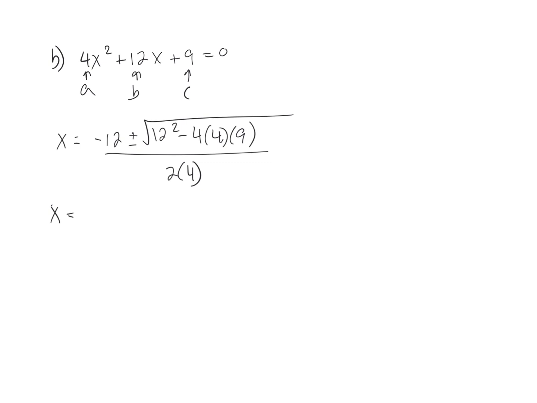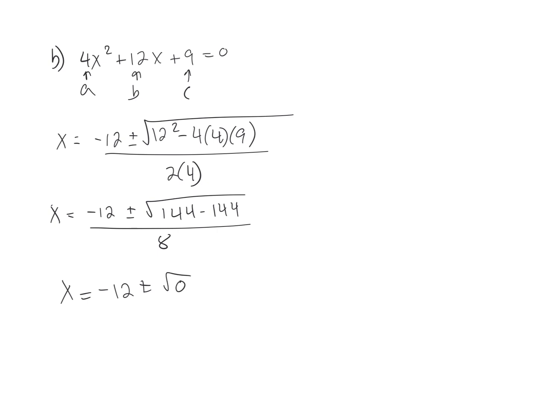So we have x is equal to negative 12 plus or minus the square root of 12 squared, which is 144, minus 4 times 9, which is 144, so we have 144 minus 144, over 8. This is going to simplify to x is equal to negative 12 plus or minus root 0, over 8. Now, the root of 0 is just 0, so we get x is equal to negative 12 over 8. If we add or subtract 0 from this, it's not going to matter. So x is equal to negative 12 over 8, which you can simplify to negative 3 over 2.